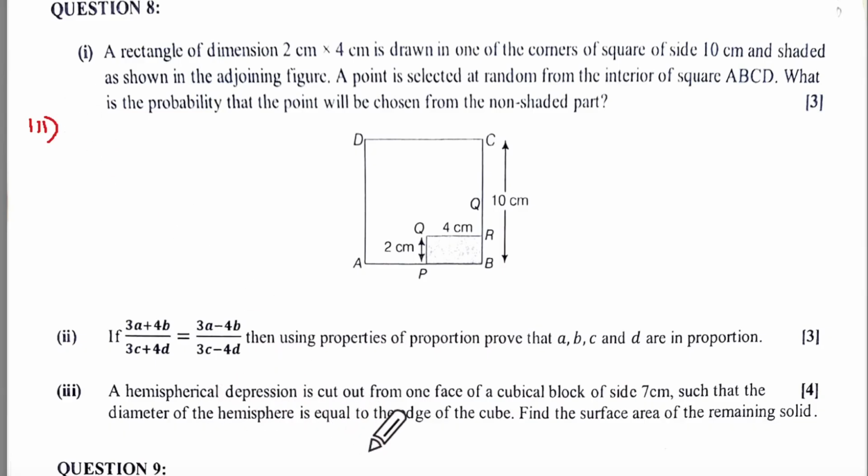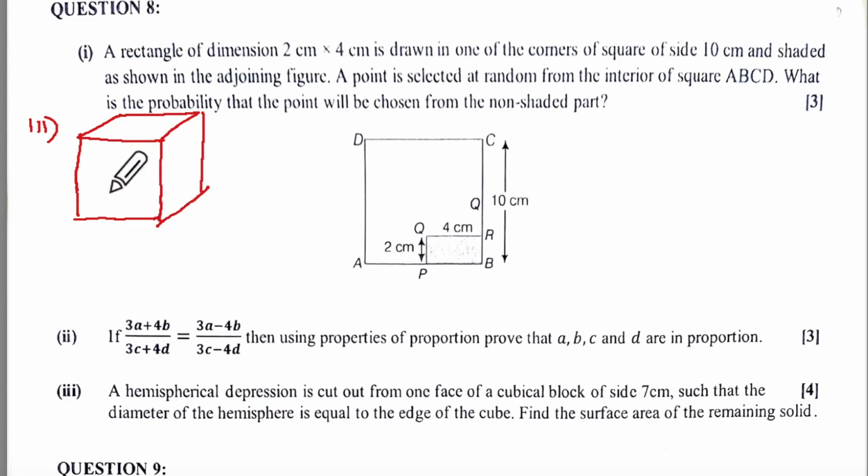Read. A hemispherical depression is cut out from one face of a cubical block of side 7 cm, such that the diameter of the hemisphere is equal to the edge of the cube. Find the surface area of the remaining solid. I found that many children got confused because they had not drawn the diagram. The diagrammatic representation always gives a good clarity of thought.